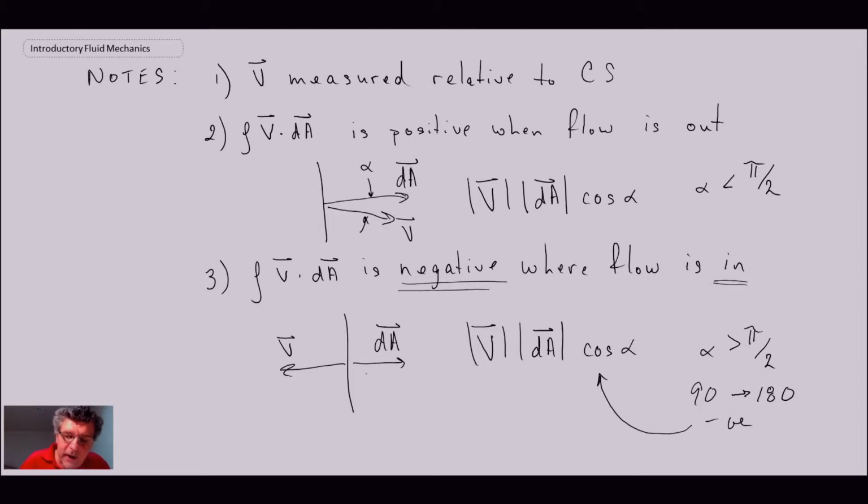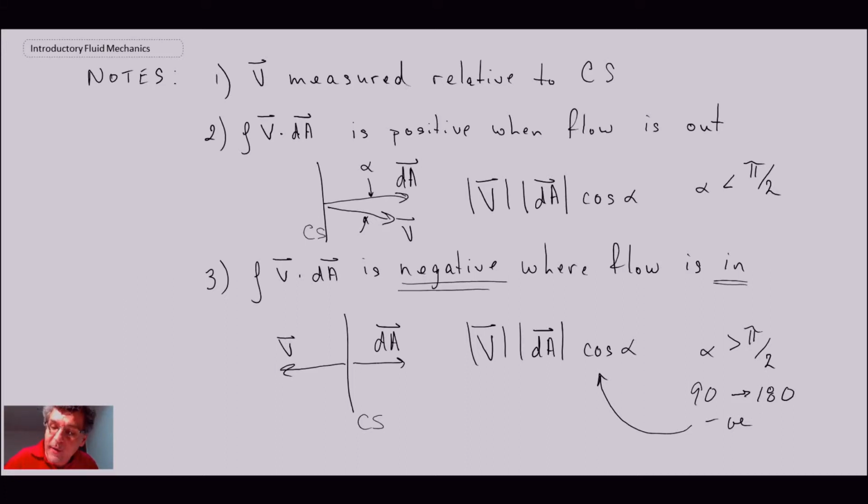So the area for our control surface always points out, as we see here. The area is always pointing outward, but it depends which way the velocity vector is going. And with this convention, we can ensure that we don't get mixed up. So that's how you handle the dot product term.